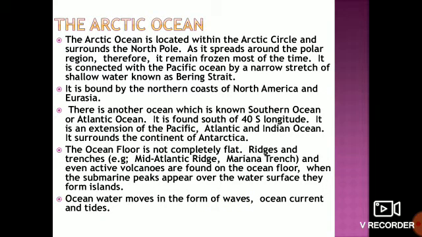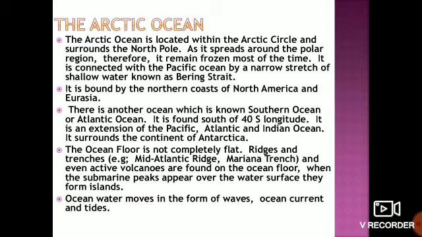The Arctic Ocean. The Arctic Ocean is located within the Arctic Circle on the North Pole, and it spreads over the polar region, meaning it remains frozen all the time because it is near the North Pole. It is connected with the Pacific Ocean by a narrow stretch of shallow water known as the Bering Strait.